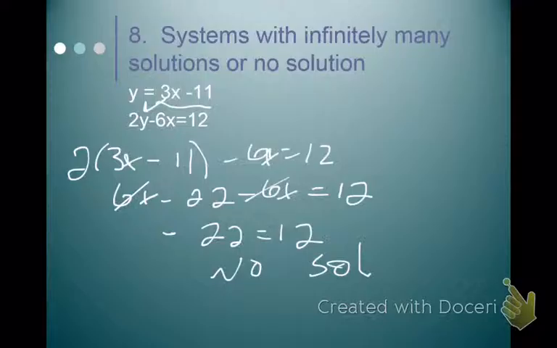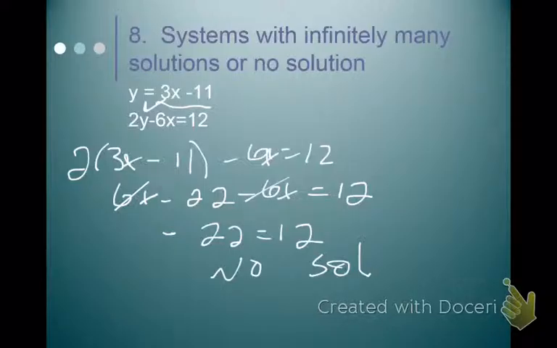Okay? Did you get this? So if we substitute the 3x minus 11 in for the y, literally take the y out and put the 3x minus 11 in its place. Then when we do our algebra, distribute the 2, combine like terms, we get negative 22 equals 12. And we know that's not true. It's not ever going to be true. So this is a situation where you're going to get no solution.